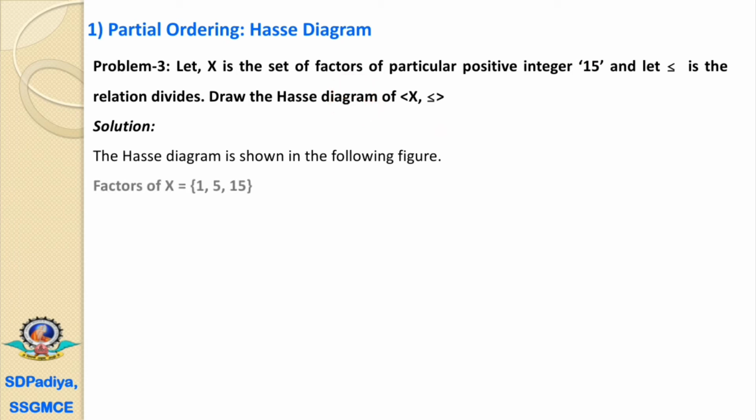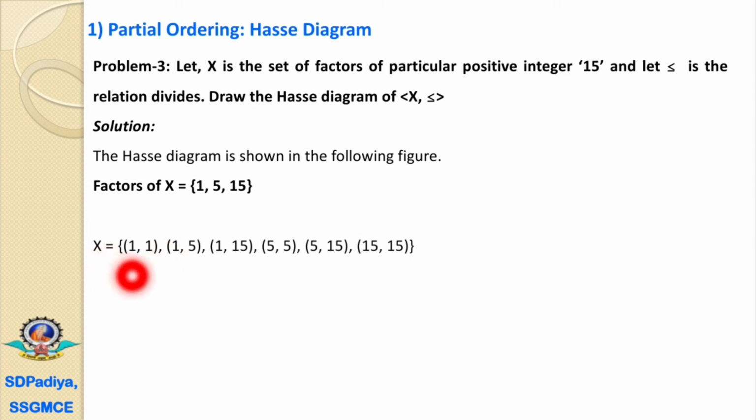For the integer 15, the factors of x, that is the factors of 15, form the set 1, 5, 15. Now for the relation divides, the set of pairs will be (1,1), because 1 divides 1, then 1 divides 5 and 1 divides 15. The next are 5 divides 5, 5 divides 15 and 15 divides 15.